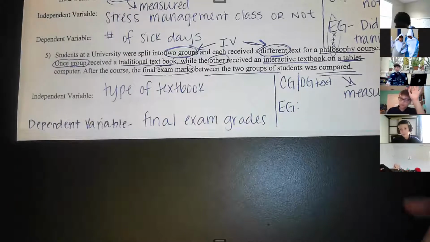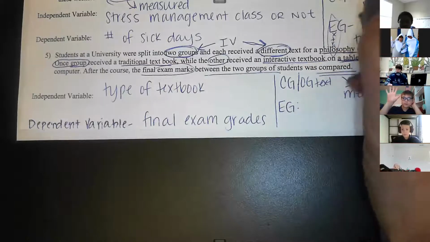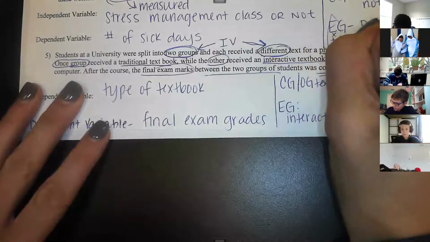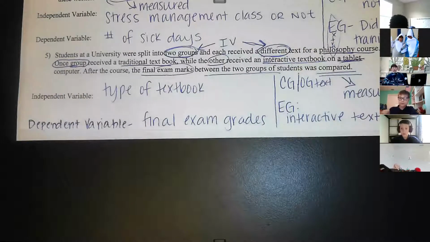OG textbook. So that means our experimental group would be the interactive textbook, because that's the extra something. Not only did they get a regular textbook, but they also got one that's on a tablet. That's extra.